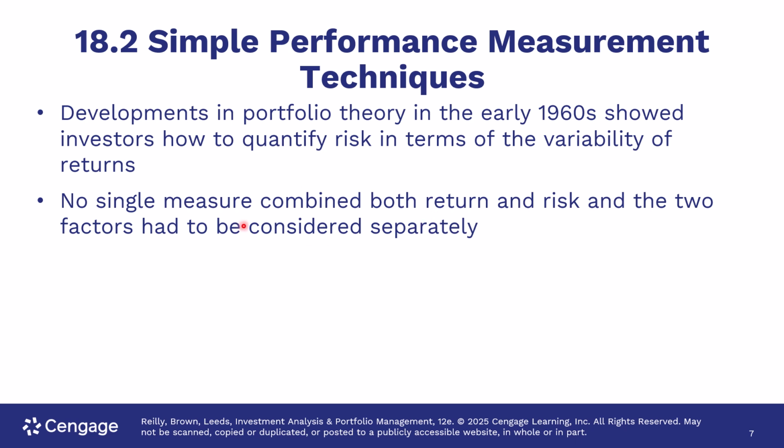No single measure combined both return and risk. So before 1960-ish or late 1960-ish, there was no combination of these two in a performance measure, and we're going to talk about those. So that's where Sharpe and Trainer came on to the scene. These two factors had been considered separately. What was the return? Okay, so then we just compare our returns to the returns of our peer group. That has nothing to do with risk. What's our risk measure? Okay, we just look at our risk measure over here. That has nothing to do with return.